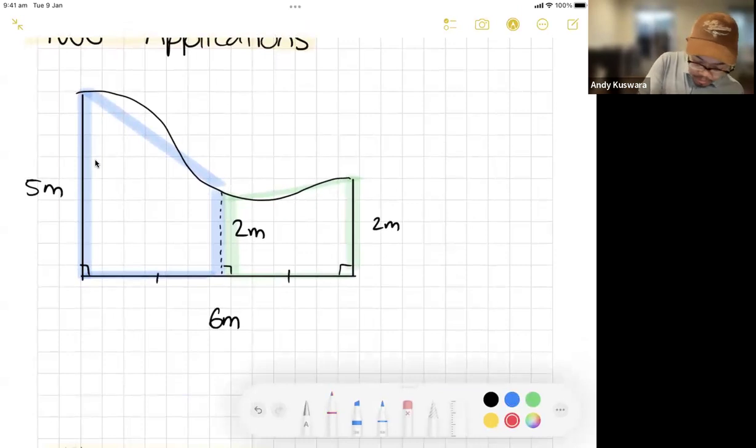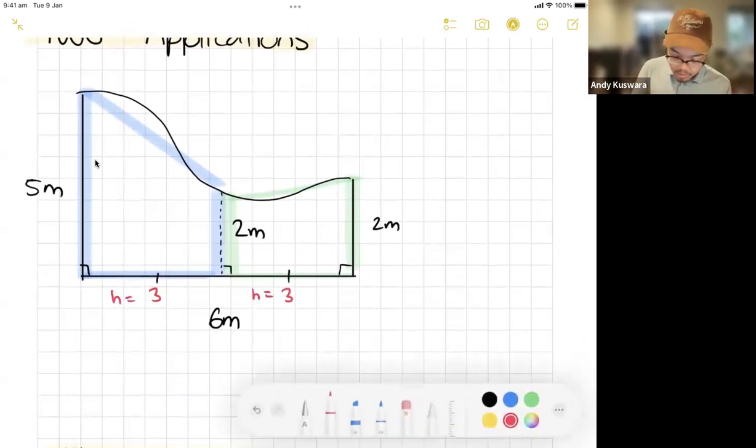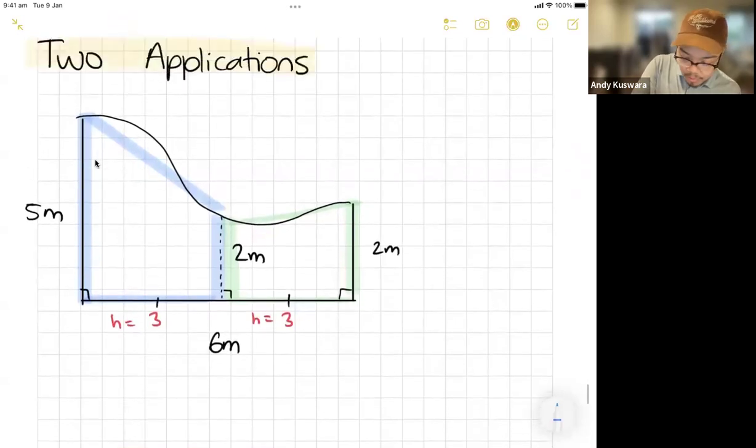Something to note here now is my new heights are now 3 and 3. Those are now my heights of each trapezium, if that makes sense. So for these two applications, we do, let's say, one for the blue.